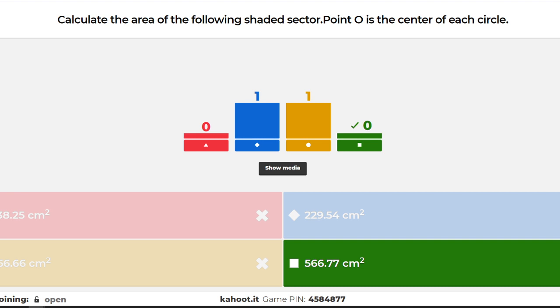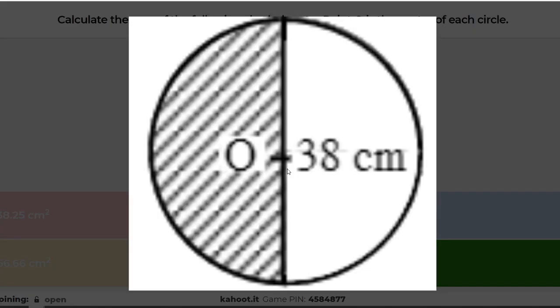Oof. Let's take a look-see. I'm not sure what's more concerning, that nobody got this one right, or that only 2 people answered. This is a diameter, and they want sector area.